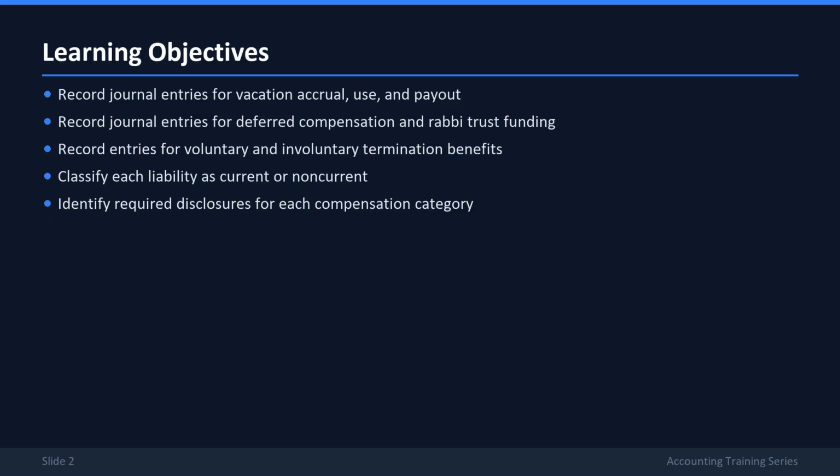By the end of this section, you will be able to record the full set of journal entries for vacation accrual, vacation use, and vacation payout on termination. You will also record entries for deferred compensation accrual and rabbi trust funding, as well as entries for both voluntary and involuntary termination benefits. You will classify each liability correctly as current or non-current, and identify the disclosures required for each compensation category in the notes to the financial statements.